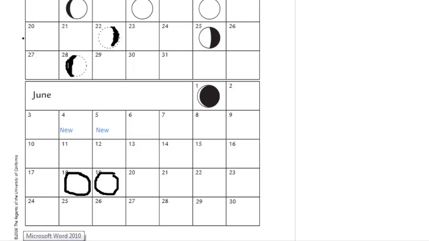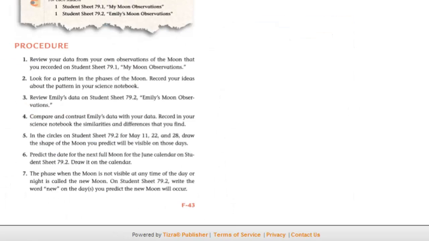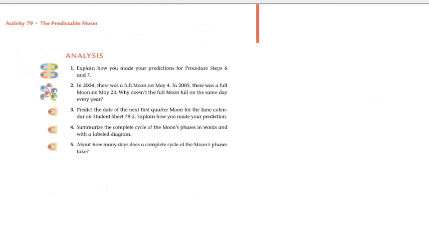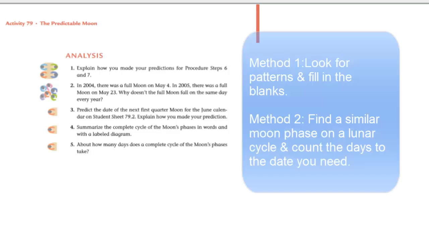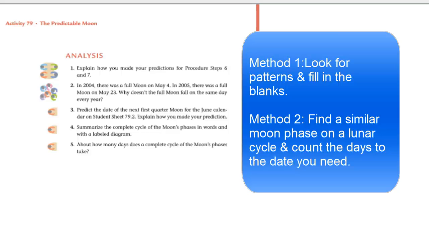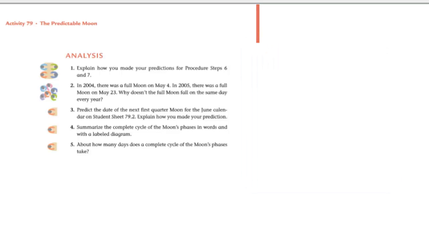So, with that information in mind, I hope you understand how we are beginning to make predictions of what the moon phase will look like, and you at this point should be able to make sense of these challenge questions. In analysis question number 1, it wants to explain how we made our predictions for procedure steps 6 and 7. Basically, we used one of two methods, either looking for a pattern and trying to continue that pattern and just drawing that shape, or finding a matching moon phase on our lunar cycle and counting the days to get to the day we need to draw.